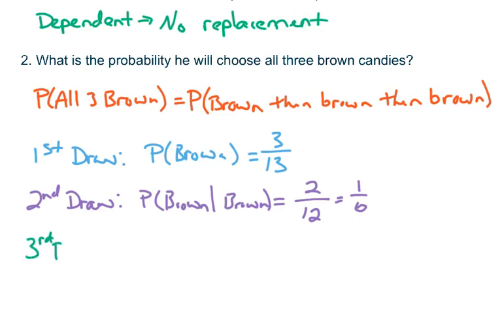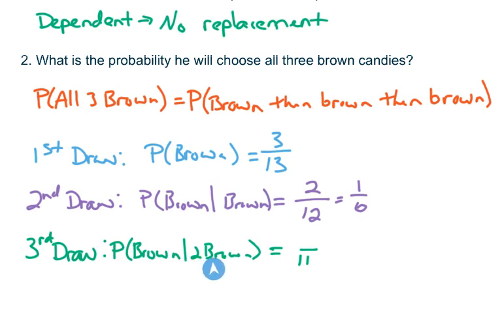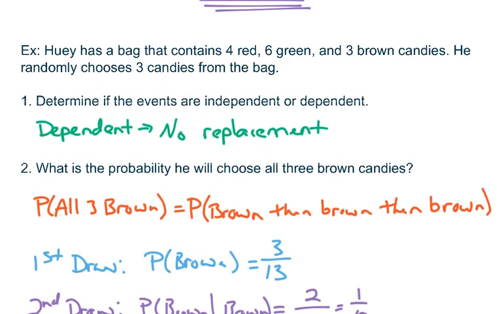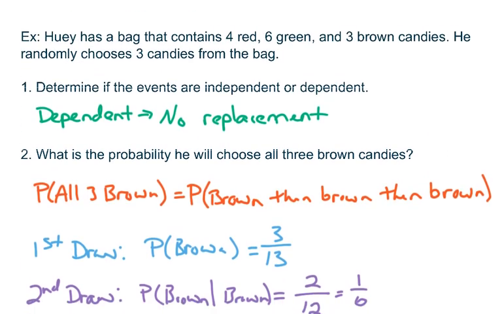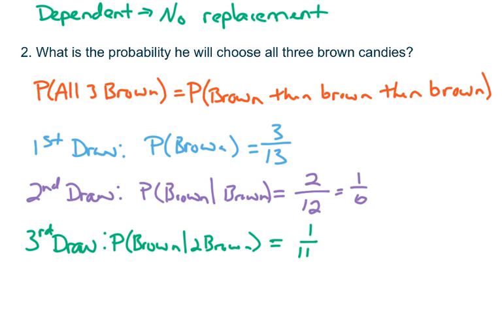We have to do this a third time because we're drawing 3 candies. So for the third draw, we're going to look for the probability that we get a brown, with the assumption that we've already got 2 browns. We've drawn 2 candies, which means there are now 11 candies left in the bag. We have to assume that the first 2 candies were brown. So if we take out the first 2 brown candies, that leaves us with 1 brown candy left in this bag. And 1/11 is as simplified as it gets.